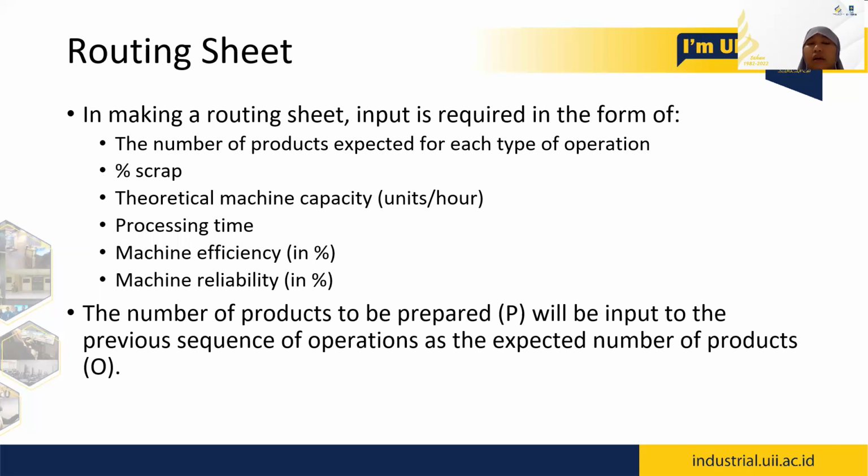Okay, so in this case, actually in the schedule design, we only consider the scrap. However, once we consider how we will process all of these products, we also need to consider the capacity of the machine, to find out the number of machines actually needed, and then the machine efficiency and reliability. Okay, so the number of products to be prepared will be the input of the expected number of products.